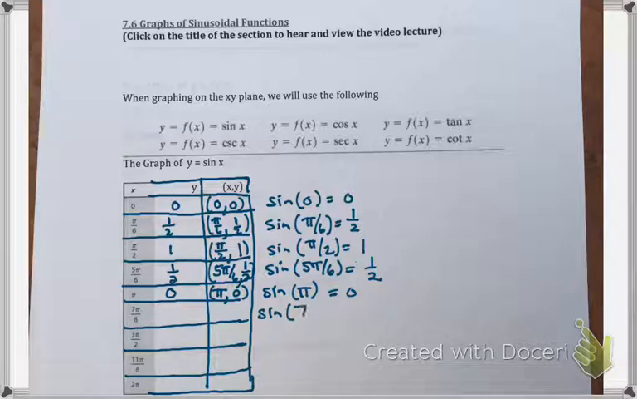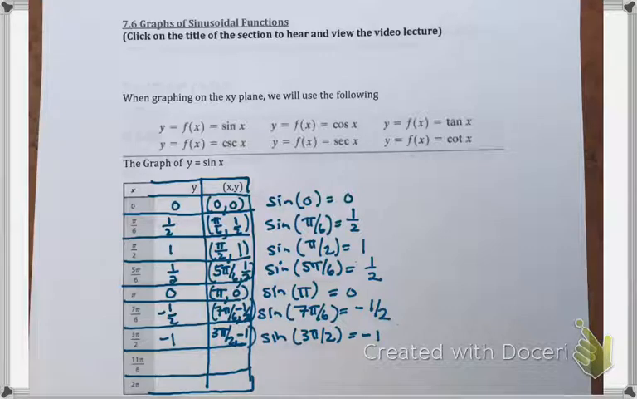Next, sine at 7 pi over 6. Remember, that's quadrant 3. So sine in quadrant 3 is going to give us a negative 1/2. Okay, so I get (7 pi over 6, negative 1/2). Okay, 3 pi over 2 is next. So sine at 3 pi over 2, that is 270 degrees, is negative 1. So I get (3 pi over 2, negative 1).